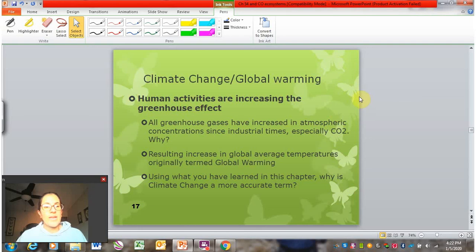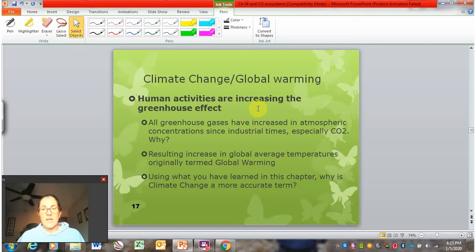Okay, so I can't talk about climate without addressing climate change briefly. Human activities are increasing the greenhouse effect. As we talked about, atmospheric gases like CO2 and methane are two major ones, as well as a whole host of other ones, but those are the two you hear the most about, that humans have been having a large impact on the amount of those gases in the atmosphere.